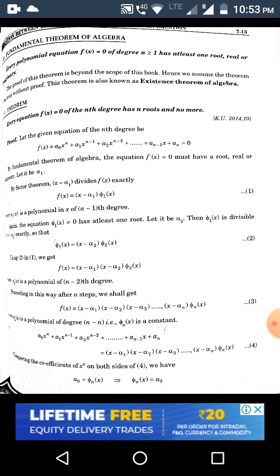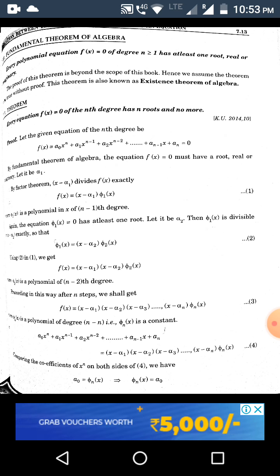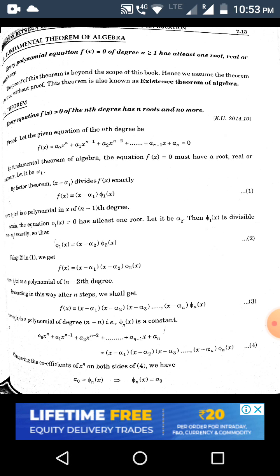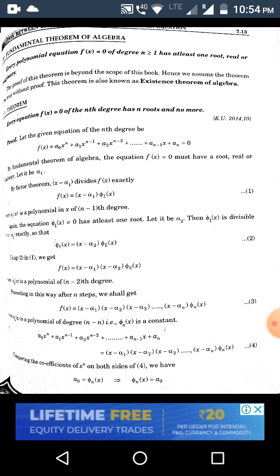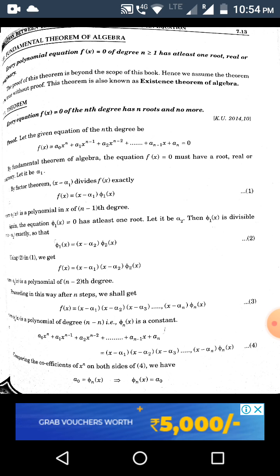Because the degree of f(x) is n and it is divided by a factor x minus alpha 1, a linear factor of degree 1. That's why the remaining quotient has degree n minus 1. That's why f(x) can be written as x minus alpha 1 into phi 1. You can also refer to this result from the factor theorem. So f(x) we have written as x minus alpha 1 into phi 1. Consider it as equation number 1.